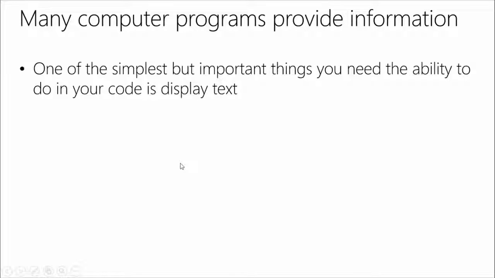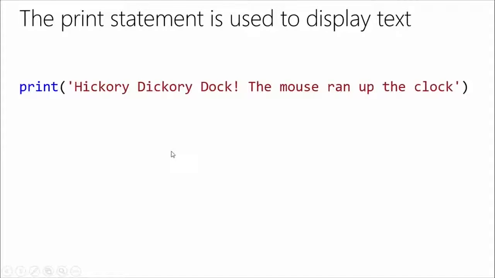But really what I want to get back to is the idea that a lot of computer programs, in terms of the problem they solve, provide information to the user. And so what we're going to look at is one of the simple things we have to be able to do if we're going to write a program that provides information to a user, and that's the ability to display text. So in Python, we do that with the print command.